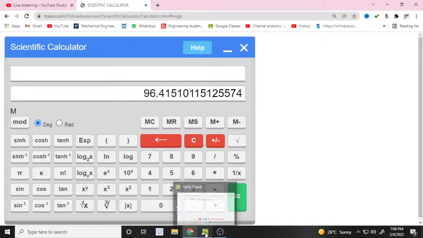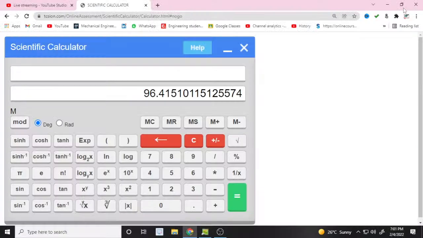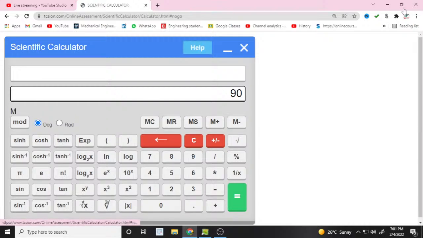Again I will show you the same. So plus 90 degree minus cos of 1 plus root 2 plus root 2 plus 6, that answer we need to find out. So how to get that? First of all I have to clear the screen, clear the memory. So 90 degree, that is positive, so M plus, clear the screen, don't clear the memory. If you clear the memory then that value will be gone.